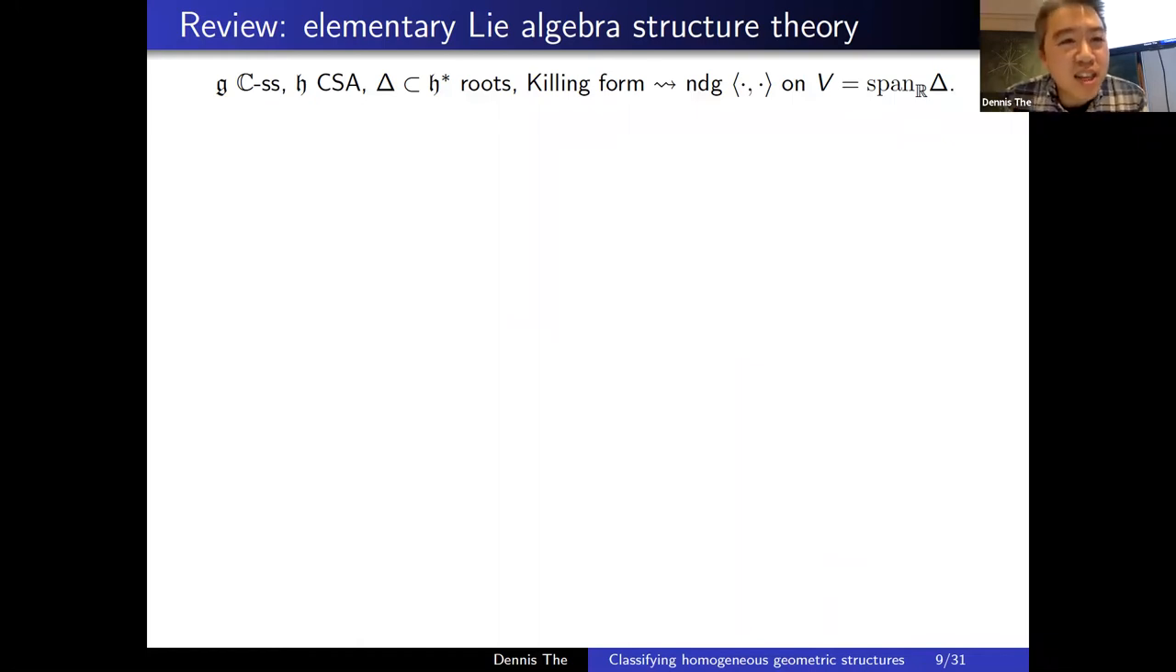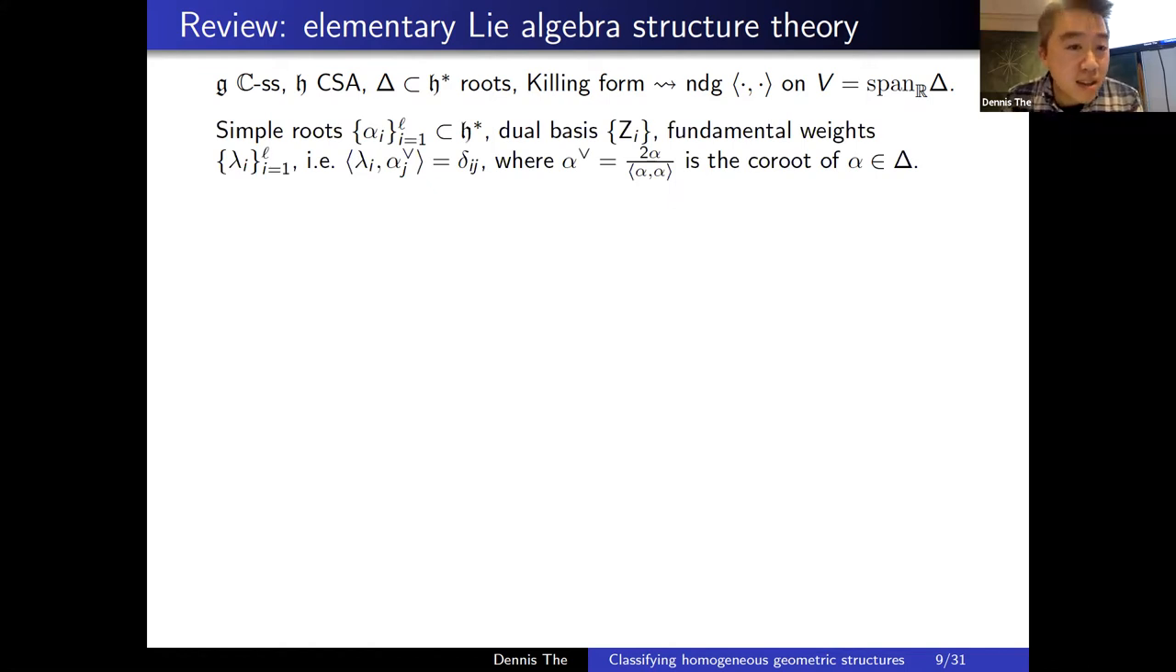So let's start with G being a complex semi-simple Lie algebra, H a Cartan subalgebra. Example for SL3, H is your diagonal matrices. We are interested in looking at the adjoint action of H on G and cutting up G into eigenspaces. The eigenvalues are called roots. Or more precisely, these are no longer numbers, these are functionals on H. This is a finite collection of eigenvalues, or roots. The Killing form, which I introduced last time, gives rise to a non-degenerate inner product on the real span of these roots, which I'll call V.